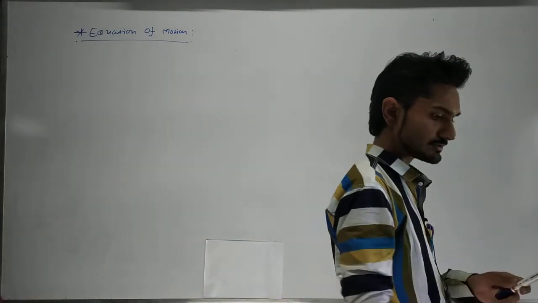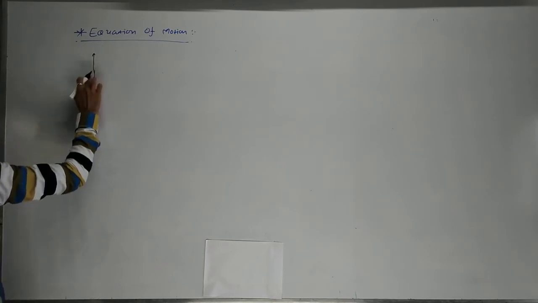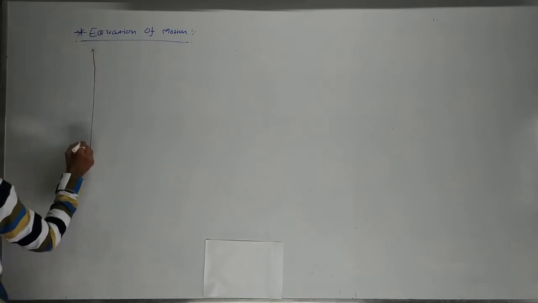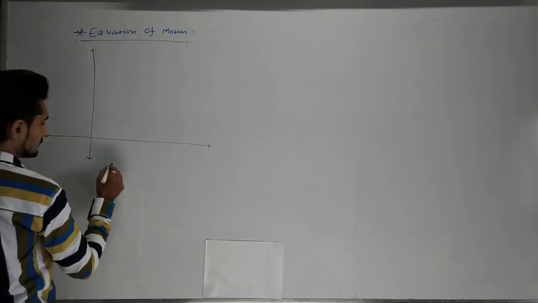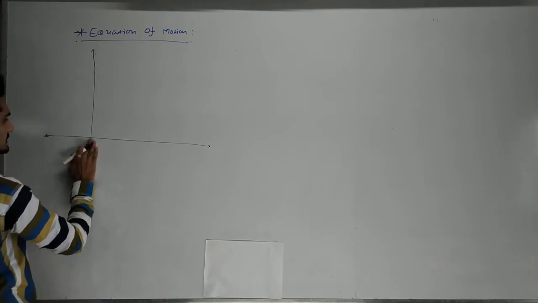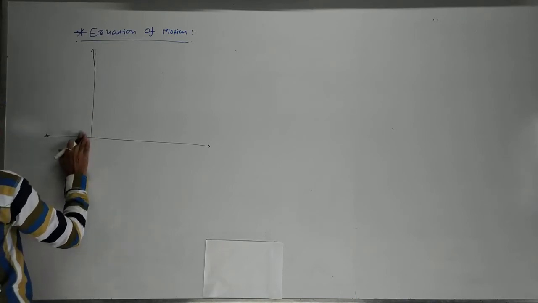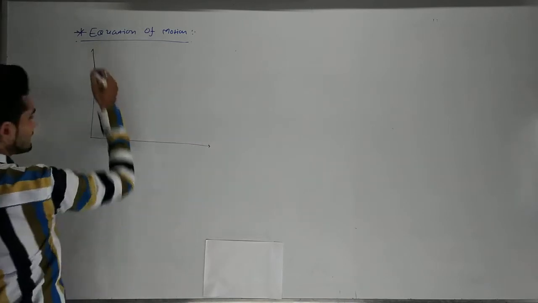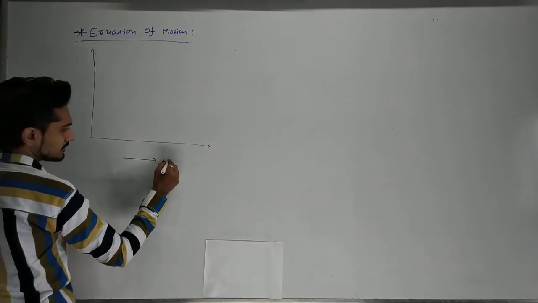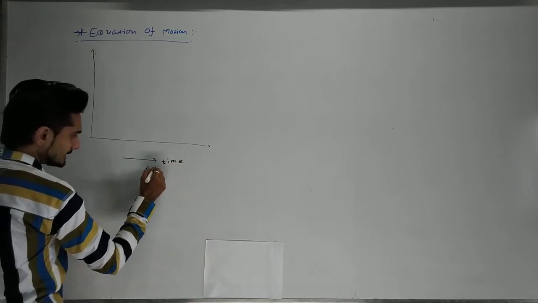So we are going to start drawing the graph. This is not necessary, so I will erase that, and this is also not necessary, so I will erase that. But you can say that this is the x-axis and this is the y-axis. On the x-axis we are going to take the time, which will be represented by t.